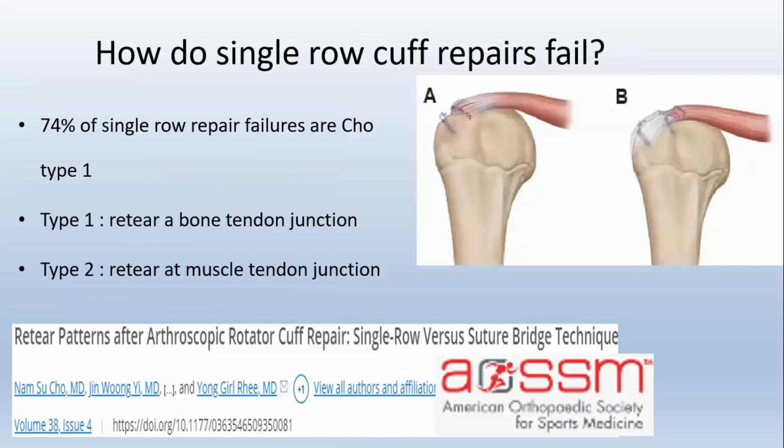So single row cuff repair is mainly for type 2, that is near the bone tendon junction, whereas type 1 is the more common in single row repair, whereas in type 2 it is the musculotendinous junction.